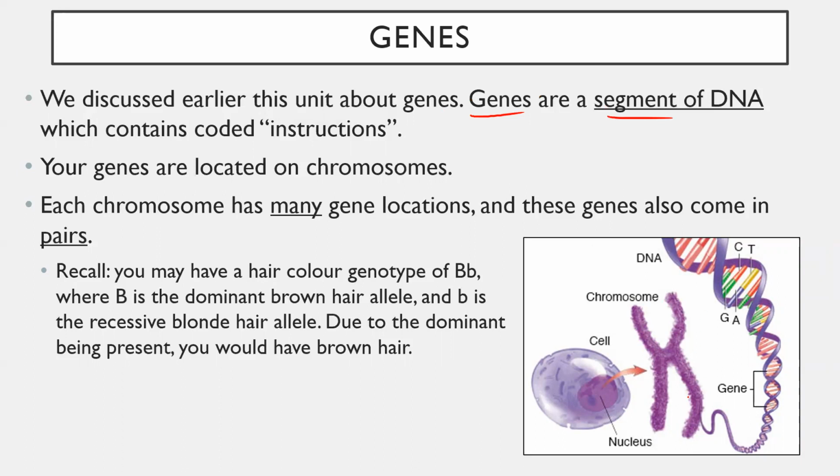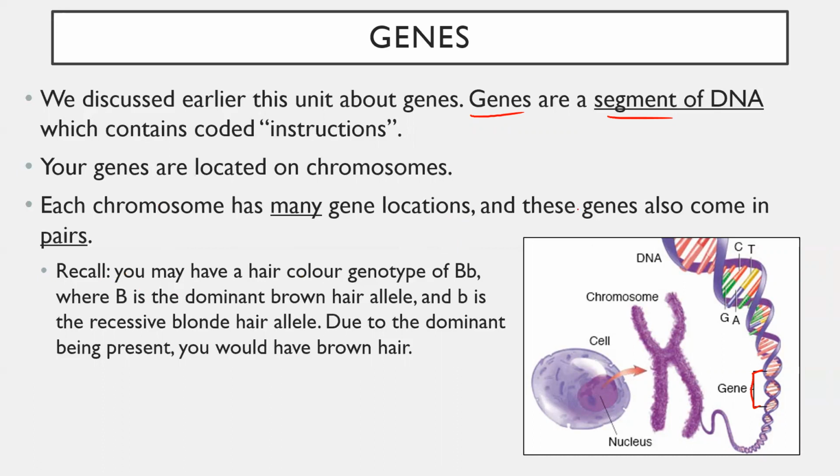This picture was about as good as I could find. It actually shows everything we need. We have a cell, there's a nucleus. Inside the nucleus, we've got our chromosome here. The chromosome is a big package of DNA. So if you were to string it all out, you'd have a big strand of DNA there, and just one little segment of that big strand of DNA is a gene, right? So a gene is just a segment of the DNA. So your genes are located on chromosomes. Each chromosome has many gene locations, and these genes also come in pairs.